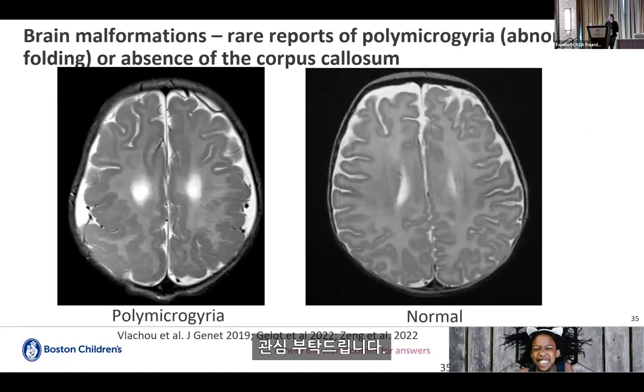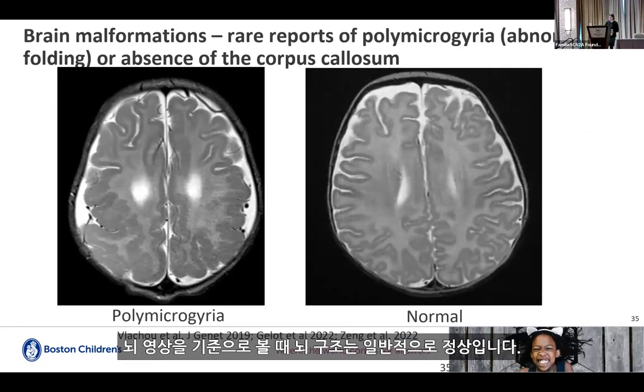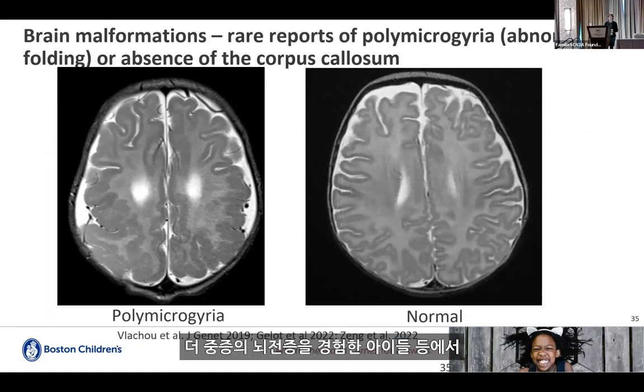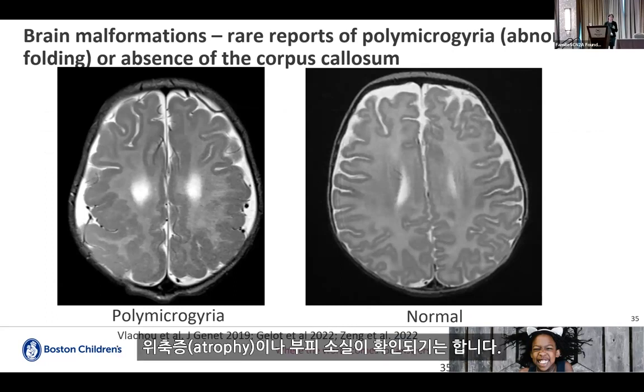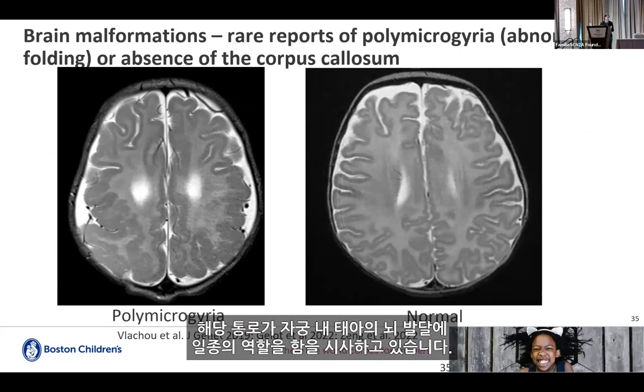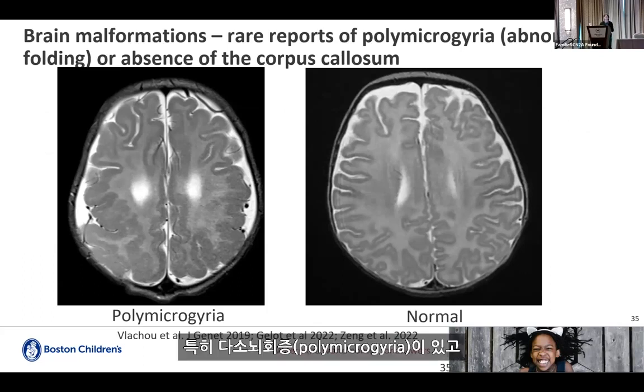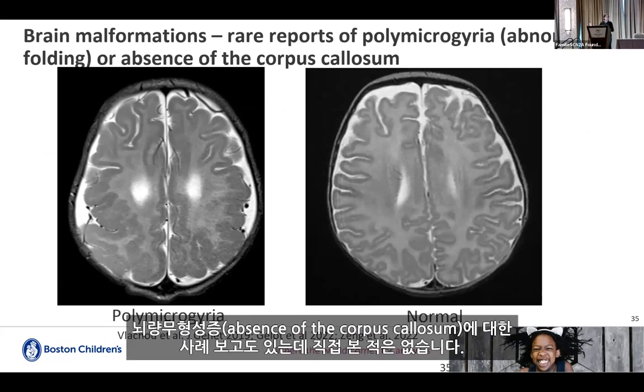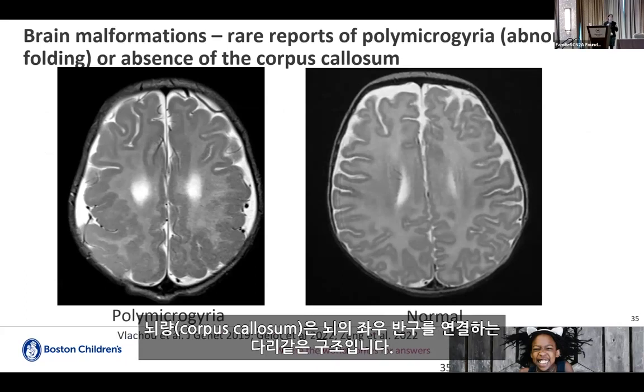So stay tuned. As far as neuroimaging, the brain structure is usually normal. We can see some atrophy or volume loss, especially in the kids with the more severe epilepsy, but broadly, there are some rare case reports of malformations that indicates the channel having some role in brain development in utero, polymicrogyria in particular, and some case reports of absence of the corpus callosum, which I've actually never seen myself. So that's a structure that connects the left and right hemispheres of the brain.